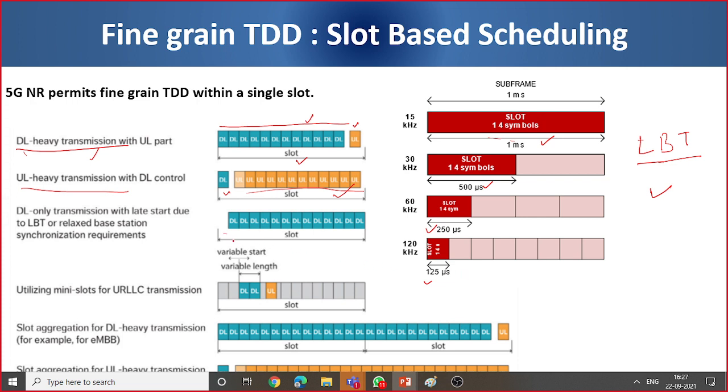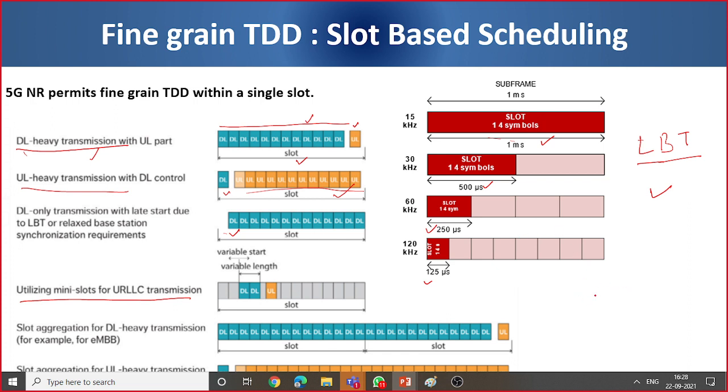So there is a concept of late transmission, variable start. That is also supported in 5G. It will start at say symbol 1 or symbol 2, right? And then that is slot based scheduling. So now there is also a concept of mini slot in 5G, specially designed for low latency communication. So let me explain to you how it affects.